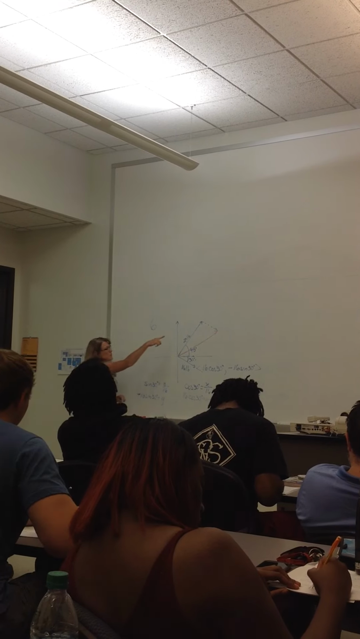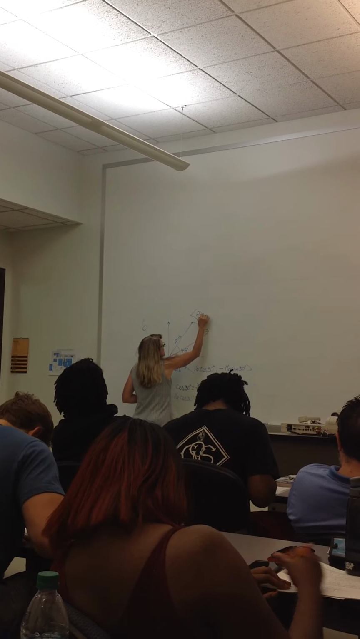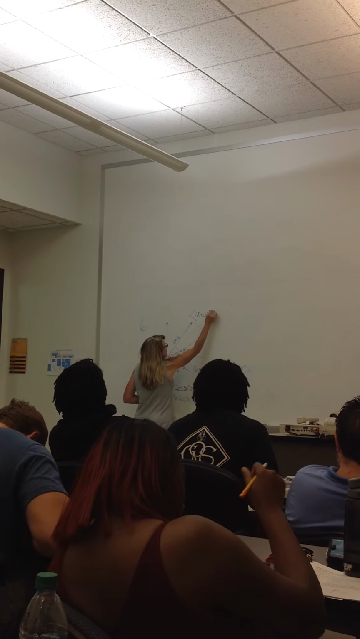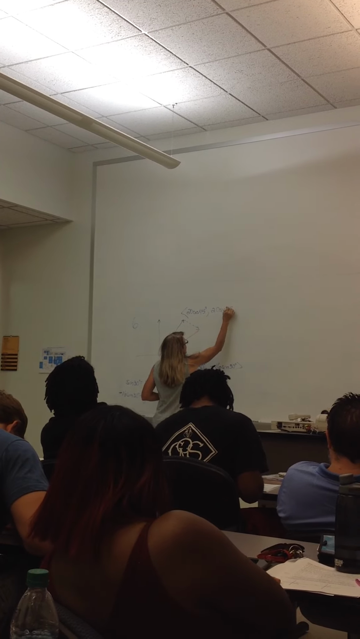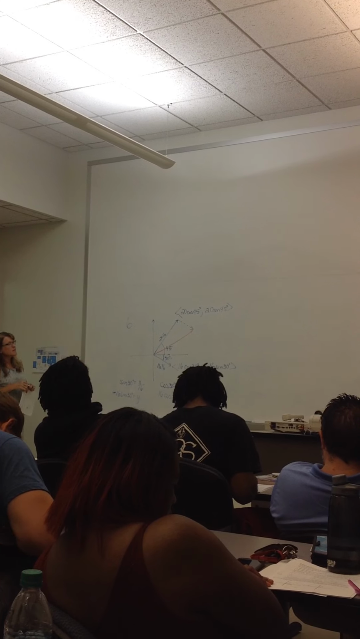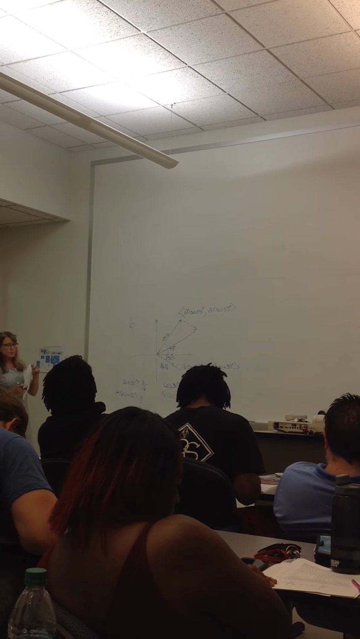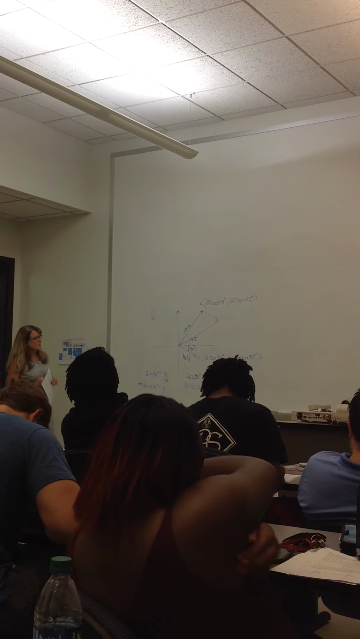So then do the same thing up here. The x is 20 times cosine of 45. The y is 20 times sine of 45. And k is 0, so I'm ignoring it. We're in 2 dimensions right now.